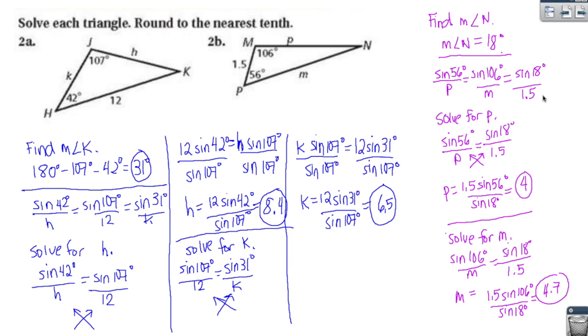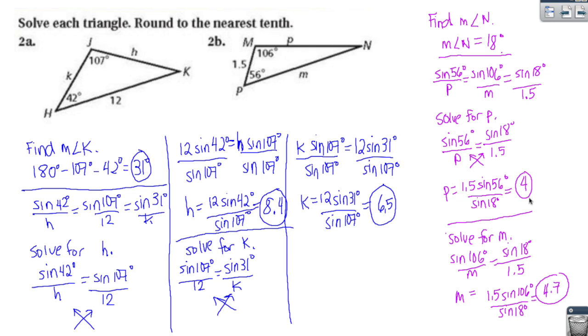In this case, we're starting to solve for p first, side p. And I've chosen to use our first fraction with a p and set it up equal to sine 18 degrees over 1.5. After applying cross multiplication, I was able to simplify it so that p is actually 1.5 being multiplied by sine of 56 degrees over sine of 18 degrees. And once I've evaluated, I found it to be 4 units.